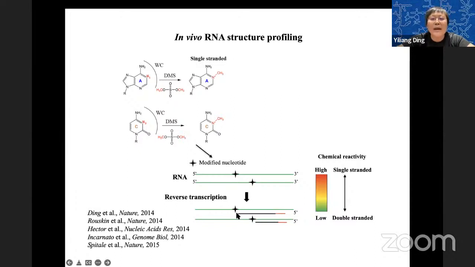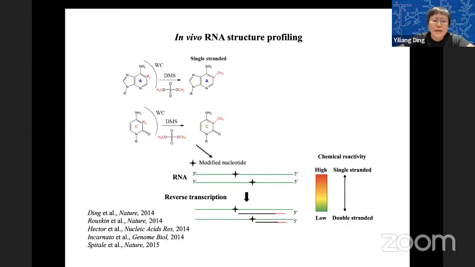So based on how many reads stall at a specific nucleotide, we generate something called chemical reactivity. If you have a high chemical reactivity, that means you have more reads stalling at this nucleotide, then this nucleotide has a high probability to be single-stranded. If you have a lower chemical reactivity, that means you have fewer reads stalling at a nucleotide. That means the nucleotide has a high probability to be double-stranded.